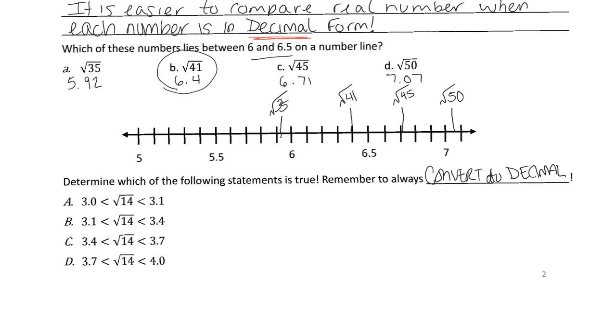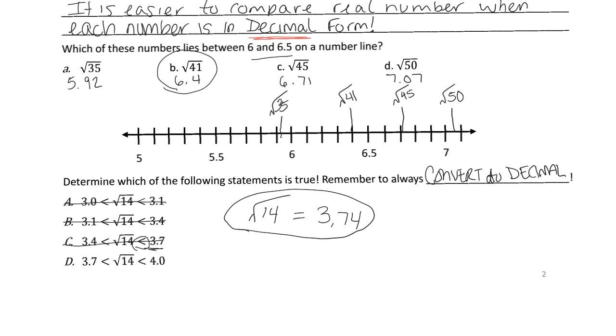Okay, so convert this to a decimal. So the square root of 14, plug that in your calculator. When I did that, I got 3.74. So which one of these says the square root of 14 is between 3.7 and something else? So it's not A, it's not B. Okay, C has 3.7. But this is saying it's less than 3.7. So it's not that one. So it's got to be D. Okay, so let's look at the next page.